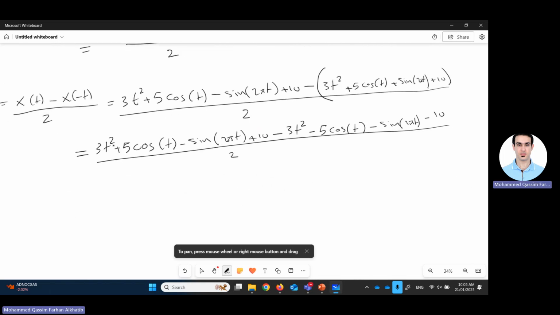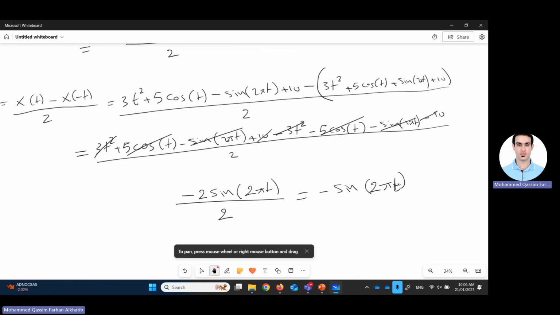Now it's simple here. I have 3t square and negative 3t square. They will cancel each other out. 5 cosine t, negative 5 cosine t. I have negative sine 2 pi t, negative sine 2 pi t. I have negative 2 sine 2 pi t. All right. And then I will have 10 minus 10 over 2. Then my answer will be negative sine 2 pi t. And that is the final answer for this question.